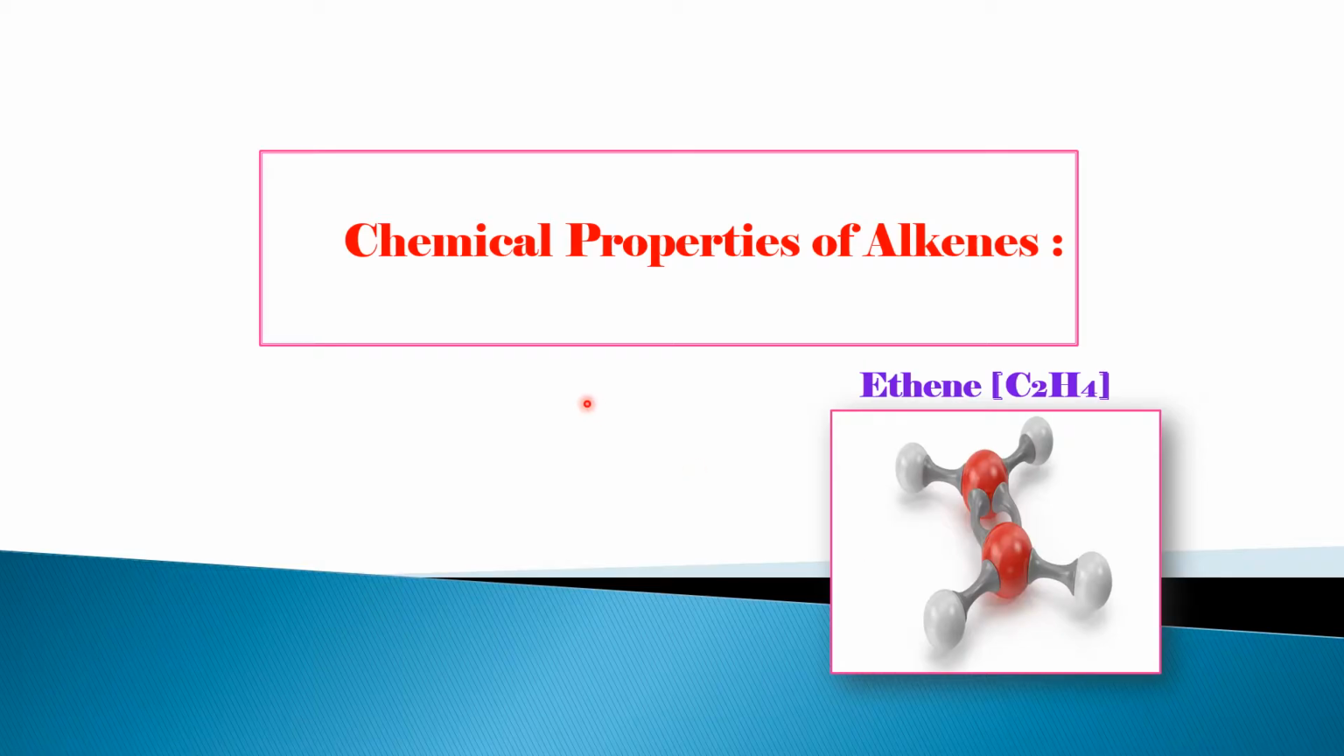Today I am going to start chemical properties of alkenes. We know that alkanes are called paraffins, that is, chemically less reactive because of nonpolar bond and inertness of sigma bond. But alkenes are more reactive than alkanes.